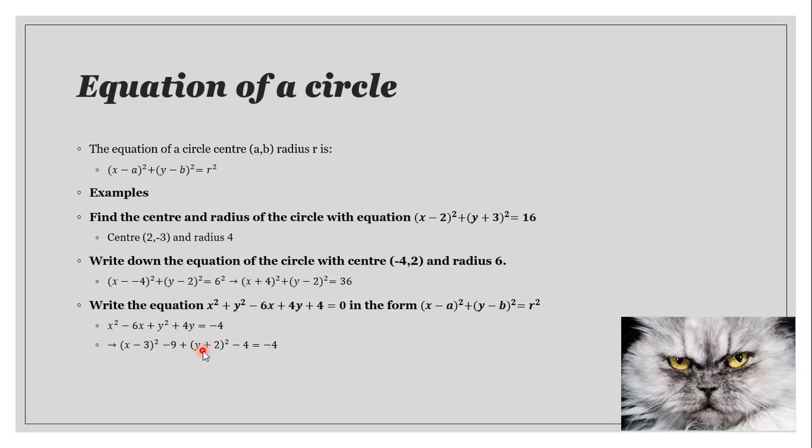Do the same for the y. So y plus 2 all squared is going to give us y squared plus 4y plus 4. We don't want a 4 afterwards, because there's no plus 4 here. So we're going to minus 4. And that is equal to minus 4 from when we moved the 4 to the other side at the beginning. Then if we move those two numbers to the other side, we get x minus 3 squared plus y plus 2 squared equals 9, which is in the form it wants. So this will be a circle, centre 3, minus 2, radius 3.